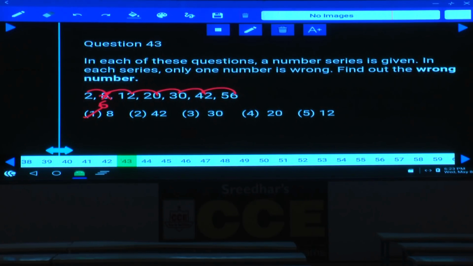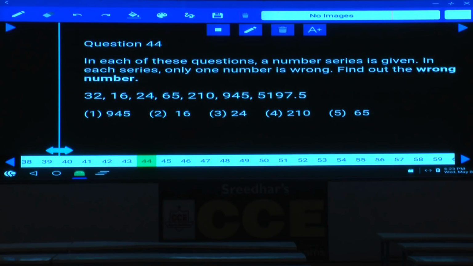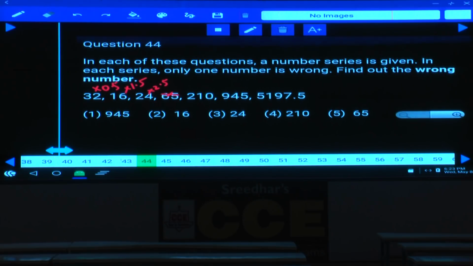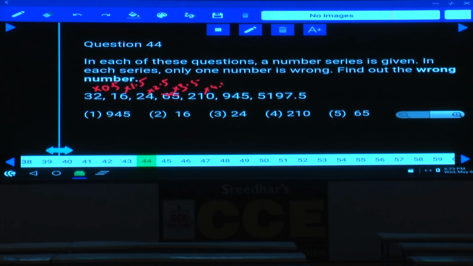Then question number 44. Now in this 44, 32 and 16. 32 into 0.5 is 16. Whenever the number suddenly decreases once, and from there onwards it starts increasing, it must be multiplied with into 0.5, next into 1.5, next one is into 2.5. What is 2.5? 2.5 means it must be 60. Here the number is 65, that is wrong. And 60 into 3.5 is 210, and this is into 4.5 and so on. Hence, the wrong number is 65 and the correct number is 60. Choice 5 is the answer, 44.